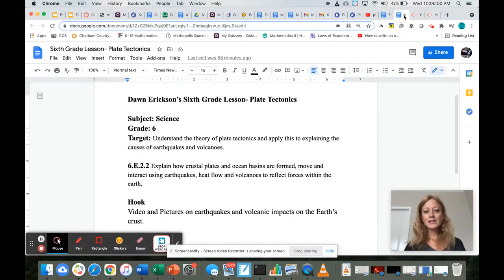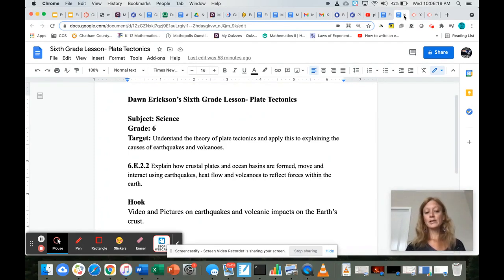Today's lesson is a sixth grade science lesson on the theory of plate tectonics. The target skill for this lesson is to understand the theory of plate tectonics and apply this to explaining the causes of earthquakes and volcanoes. My lesson will be in three parts today.